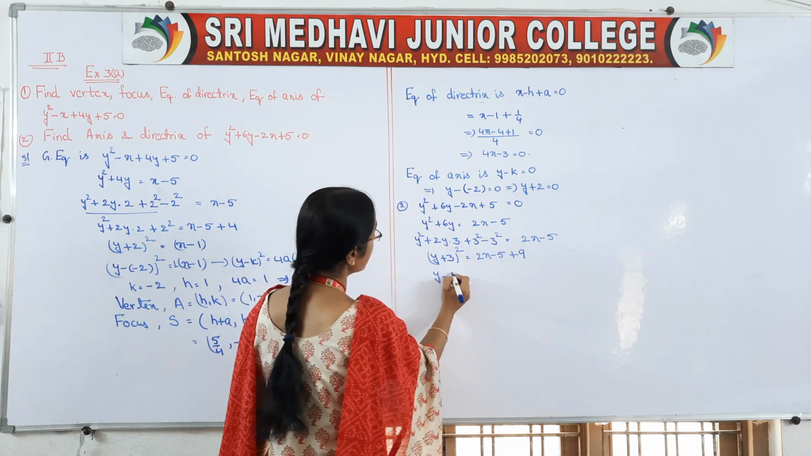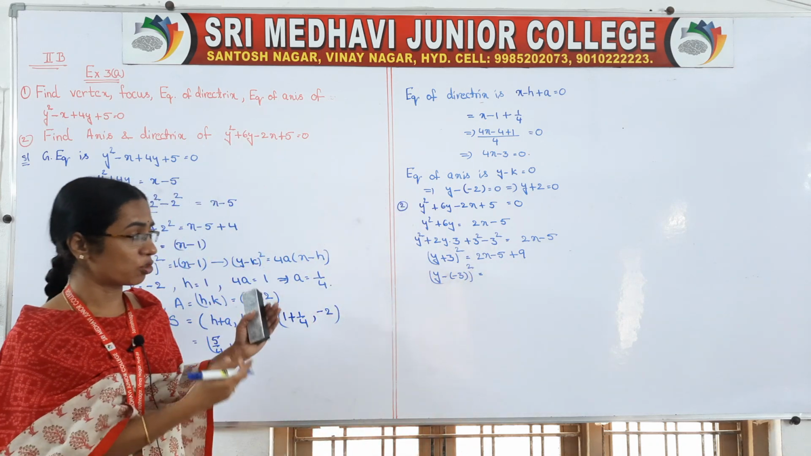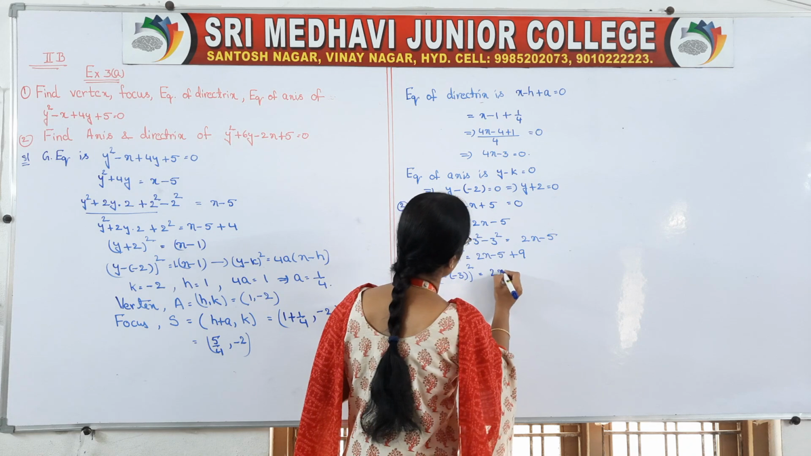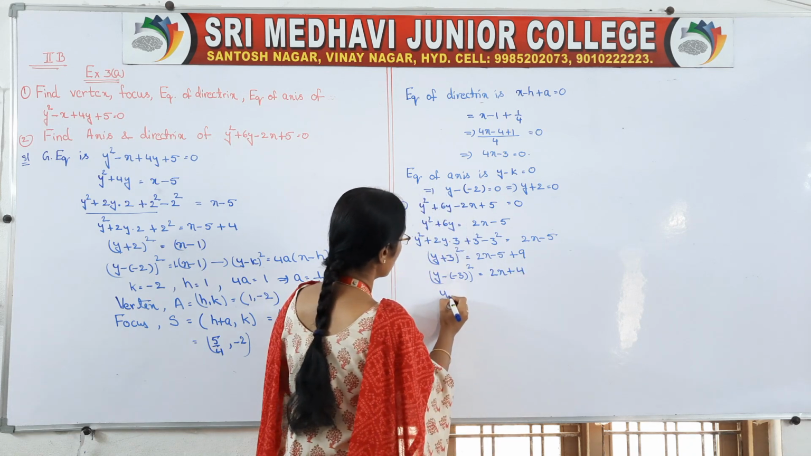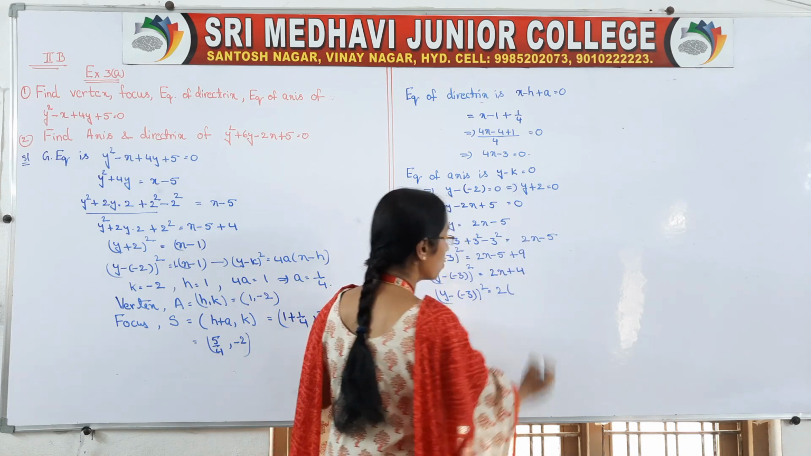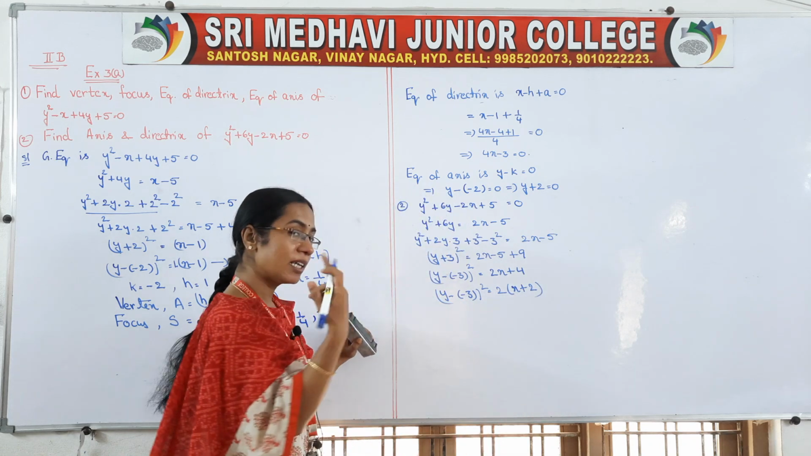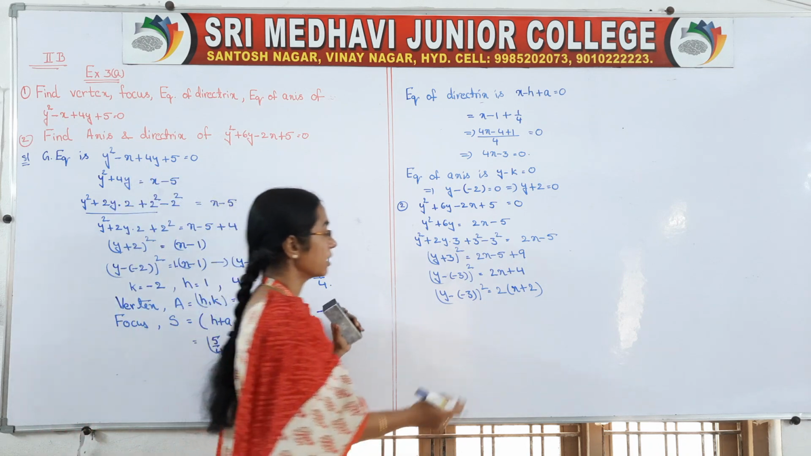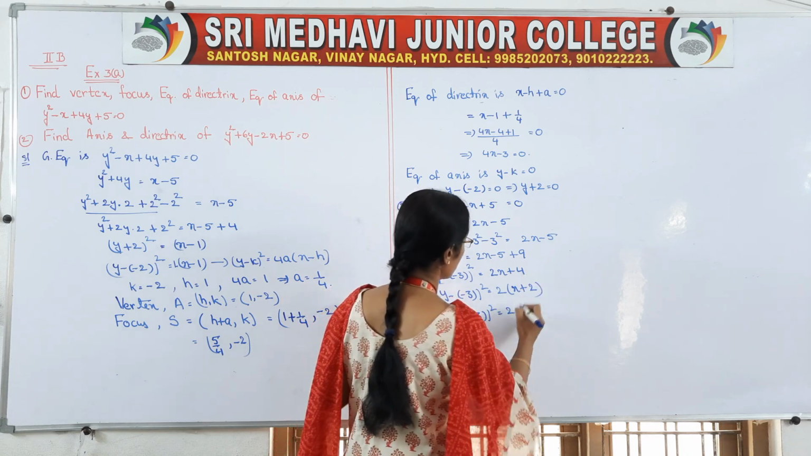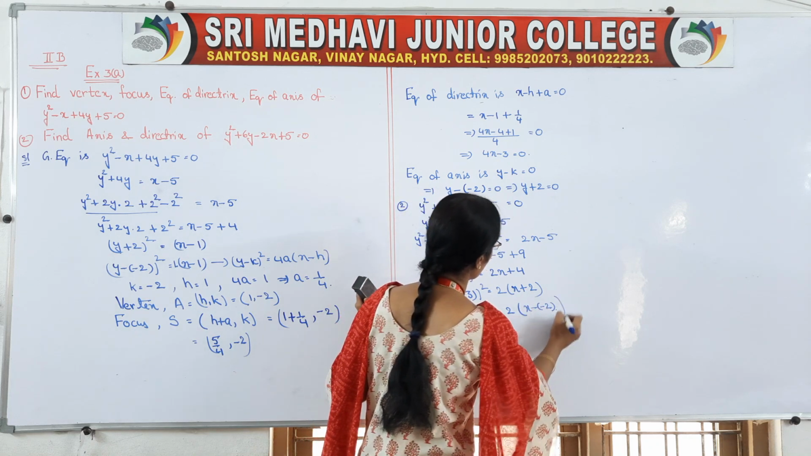Next we can write y plus 3 as y minus of minus 3. It should be in the form of y minus k whole square at the end. So the right side is 2x plus 4. So y minus of minus 3 whole square is equal to 2 taken outside, and we can write this as x plus 2. Again that side should be in the x minus h form, so y minus of minus 3 whole square is equal to 2 into x minus of minus 2.